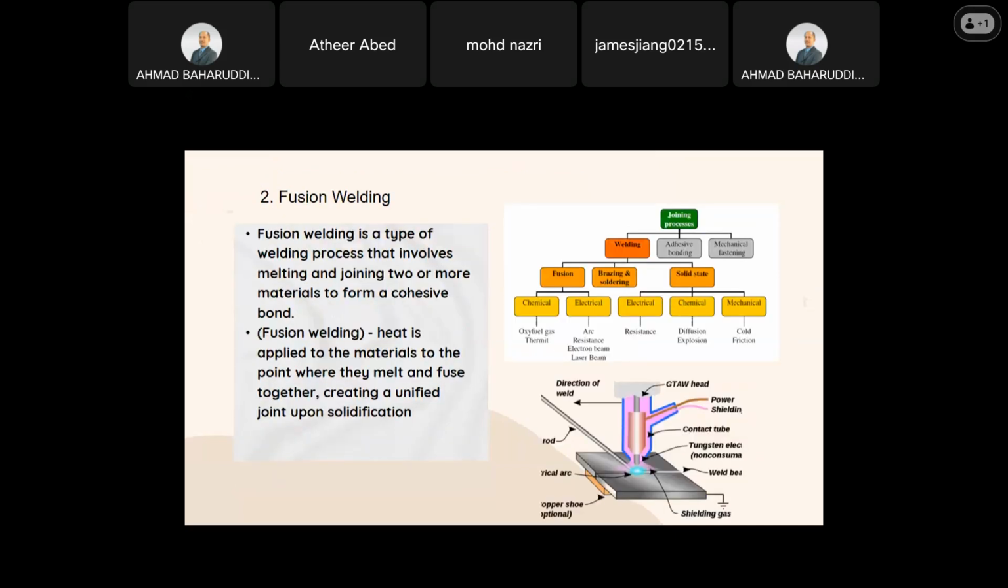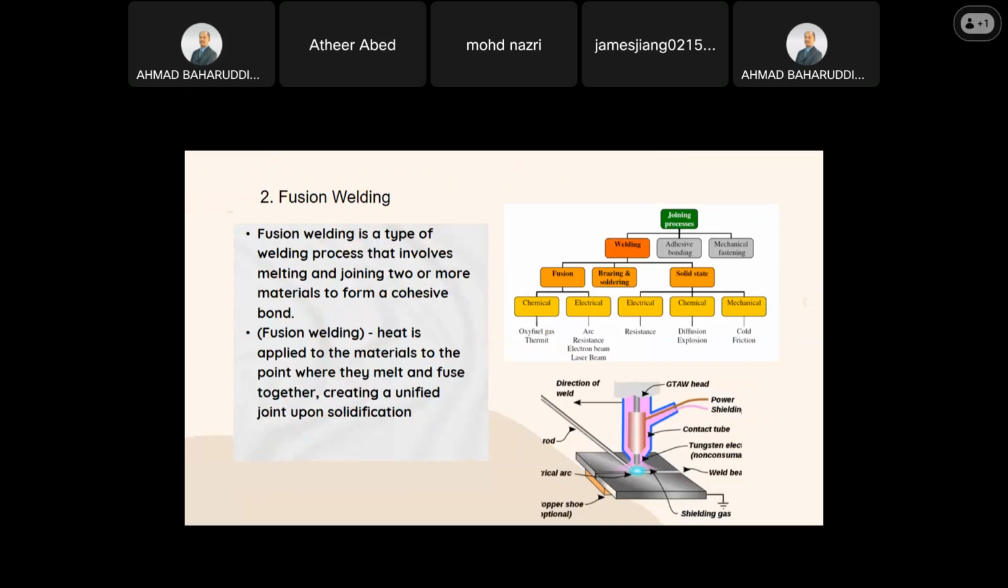So the second subtopic that I want to present is about the fusion welding. Fusion welding is a type of welding process that involves melting and joining two or more materials to form a cohesive bond. Then the fusion welding involves heat supplied to the material to the point where they melt and fuse together, creating a unified joint upon solidification.